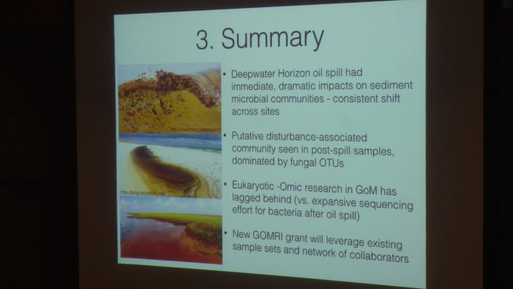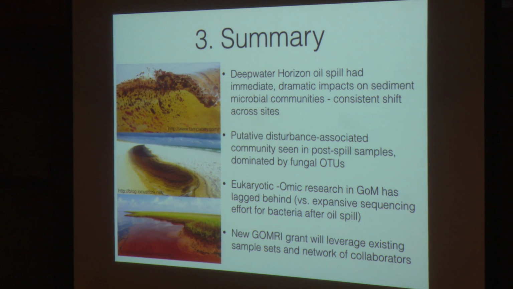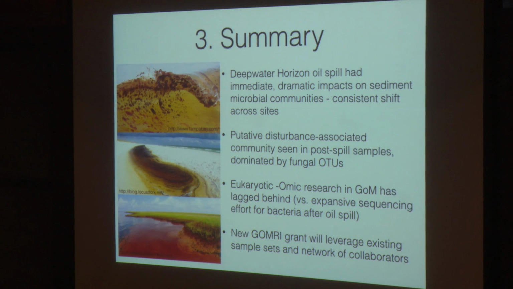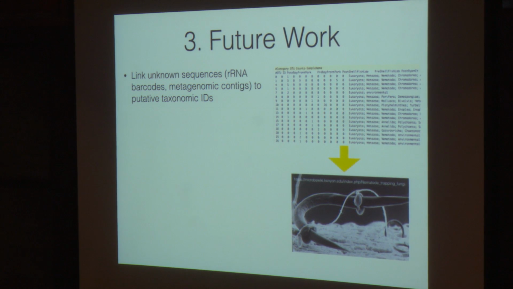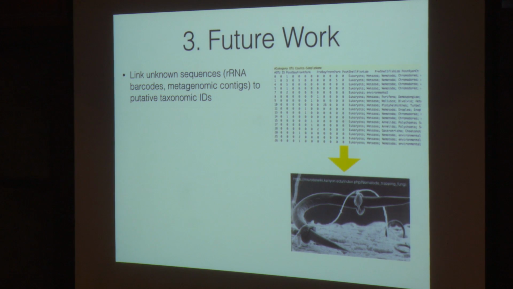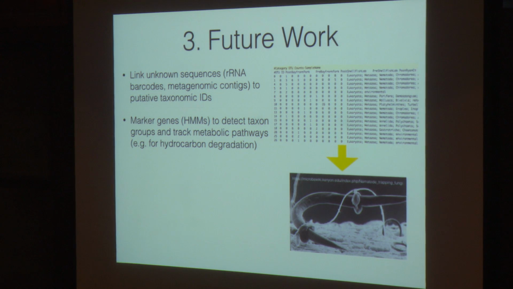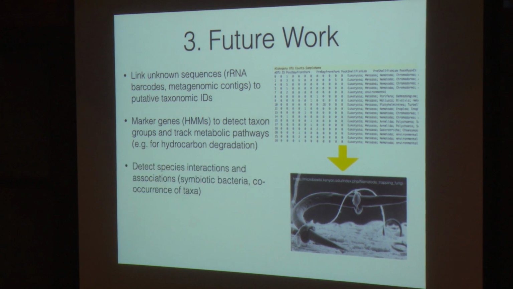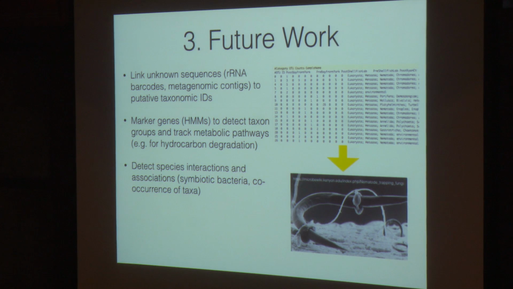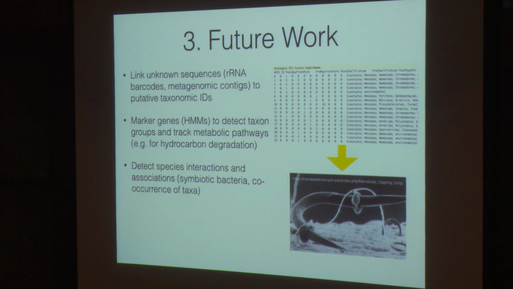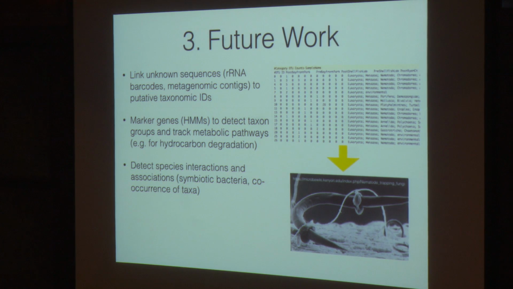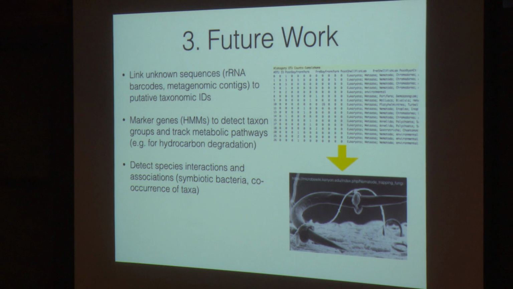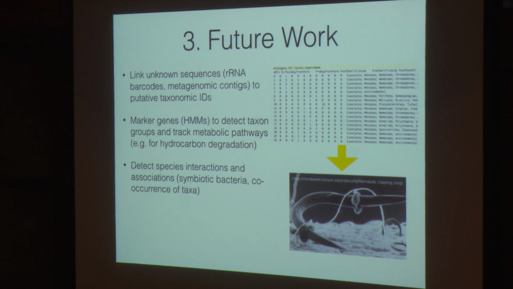And we've been lucky enough to have a grant funded which will continue this work and allow us to leverage existing sample sites and ask some of the most pressing questions, really. So as we move forward, we're going to link unknown sequences, ribosomal RNA barcodes, and metagenomic contigs to taxonomic IDs for eukaryotes, use hidden Markov models to detect taxon groups and track metabolic pathways, particularly for hydrocarbon degradation, and detect species interactions and associations, hopefully drawing from network biology to look at co-occurrence of taxa, and also find ways to potentially look at symbiotic bacteria or anything else which might be relevant to our understanding of the ecosystem. So this goes beyond just oil spill work. This is also relevant to understanding how sediments function in general.